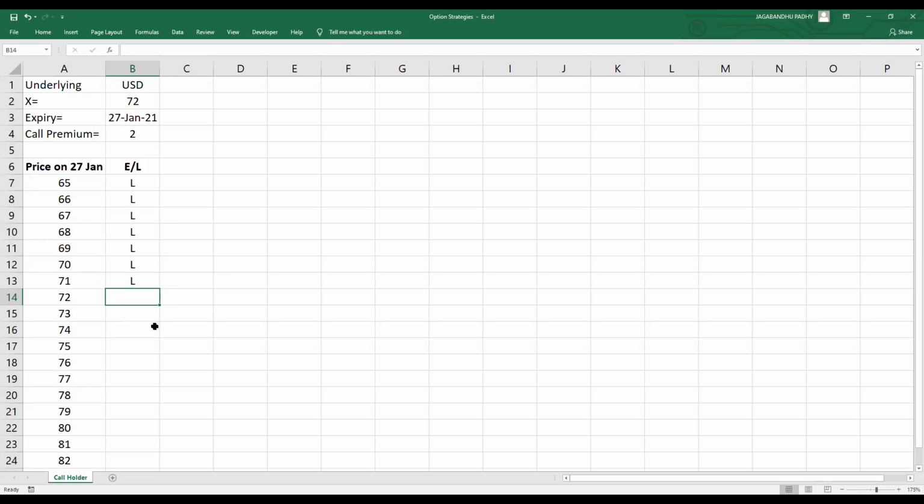at a price of 72, is he going to exercise or lapse? He can do both, because it makes no difference to him. He can either exercise or lapse. But what about 73? At 73, if the market price is 73, is he going to exercise or lapse? He's going to definitely exercise, and from here onwards, the call option holder is definitely going to exercise.